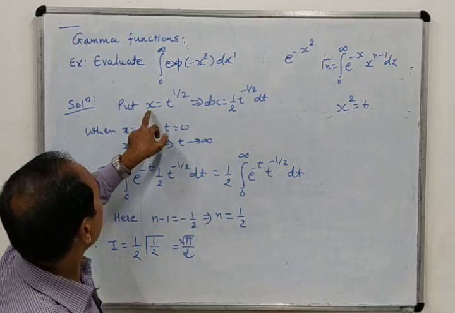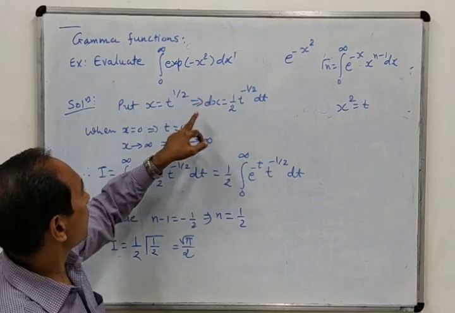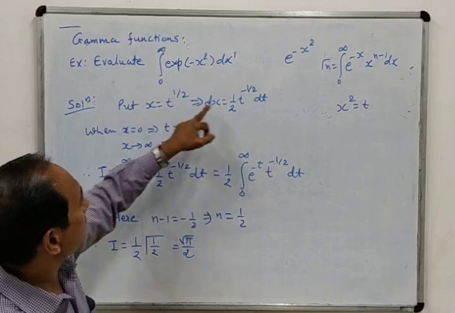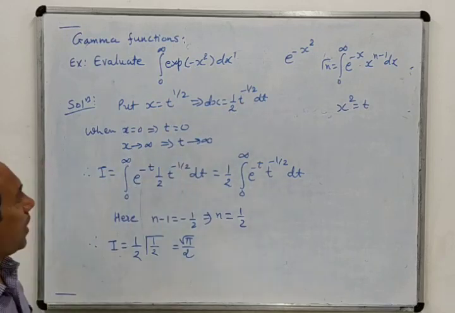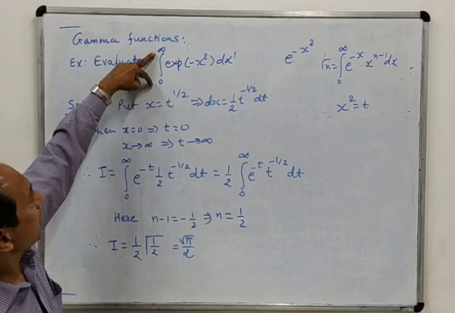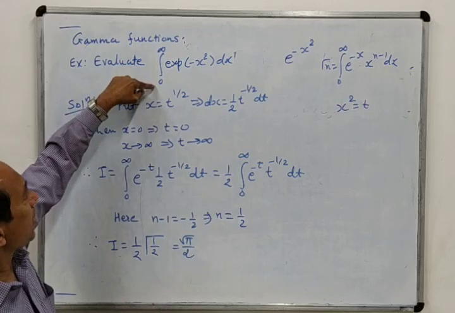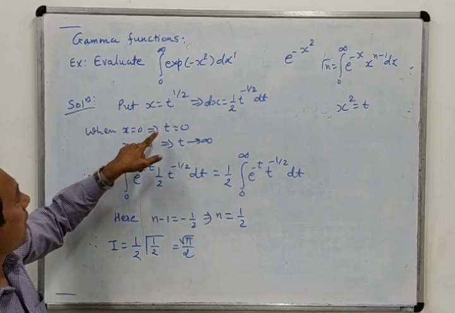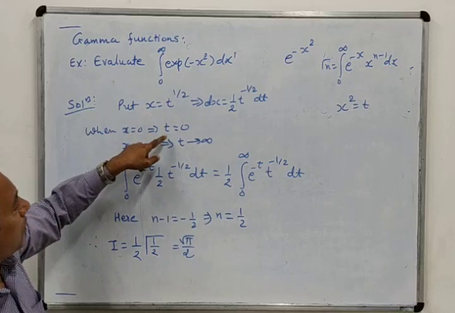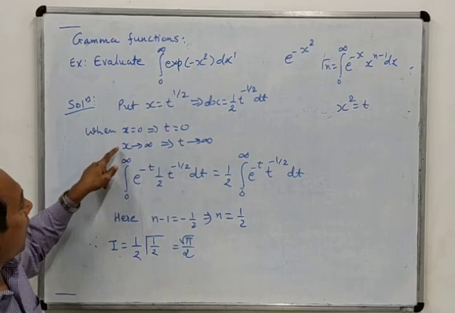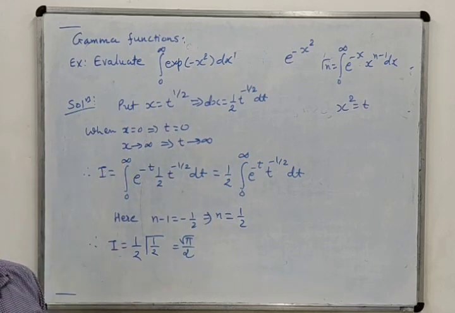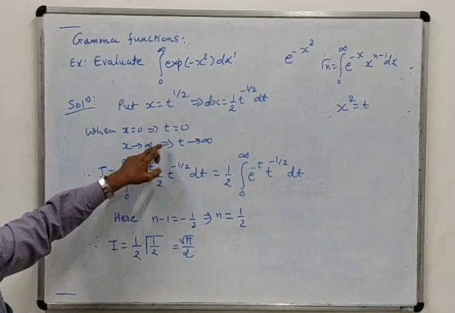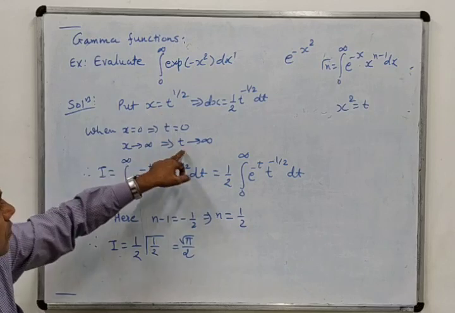Whenever we assume this, dx will also change. So dx means the derivative: 1 half t raised to minus 1 half dt. And also the limits of integration will change. These are the limits of x equal to 0 and x equal to infinity. When x equal to 0, if we put here, t equal to 0. And when x tends to infinity, we cannot write x equal to infinity because infinity is never equal to something, so t also tends to infinity.